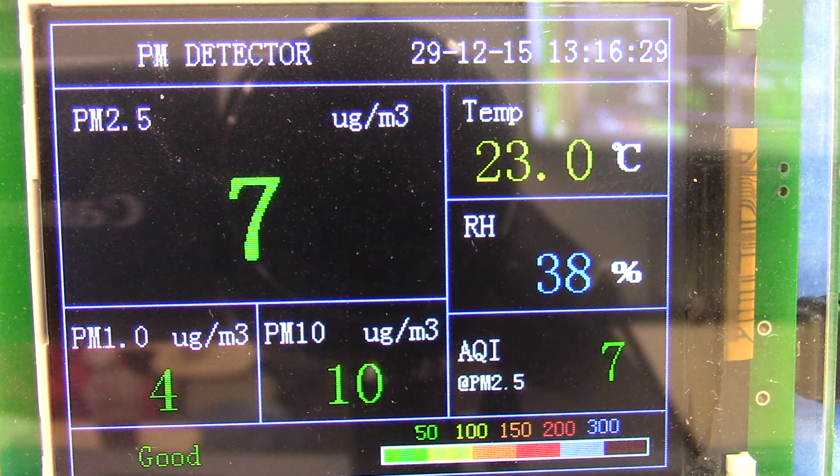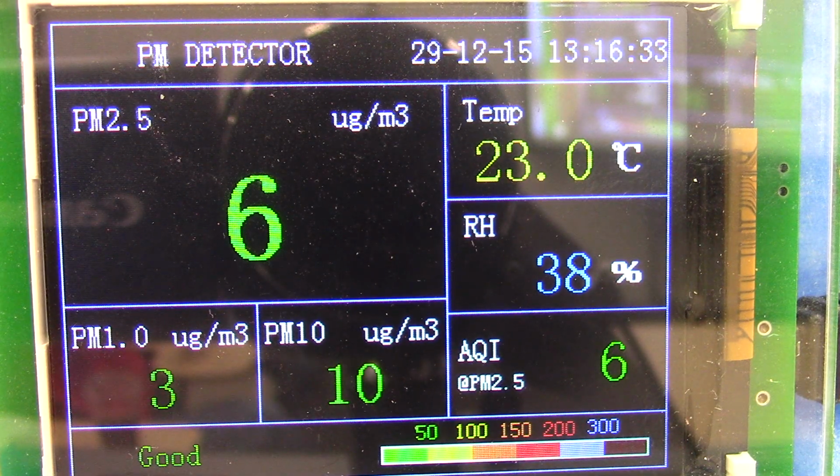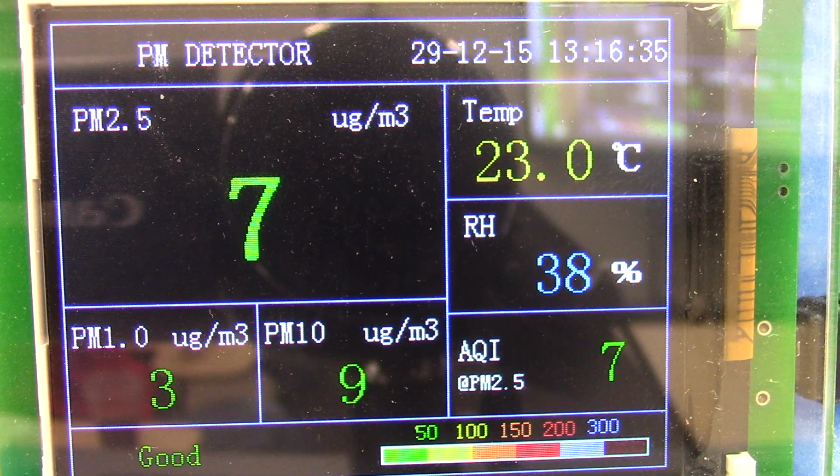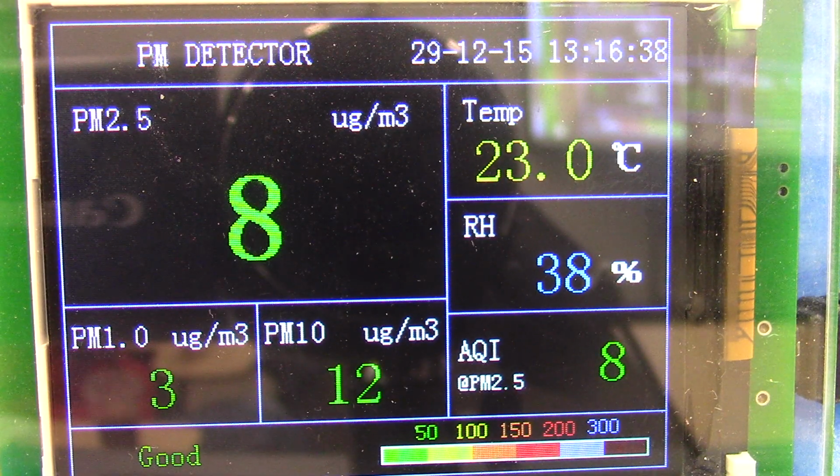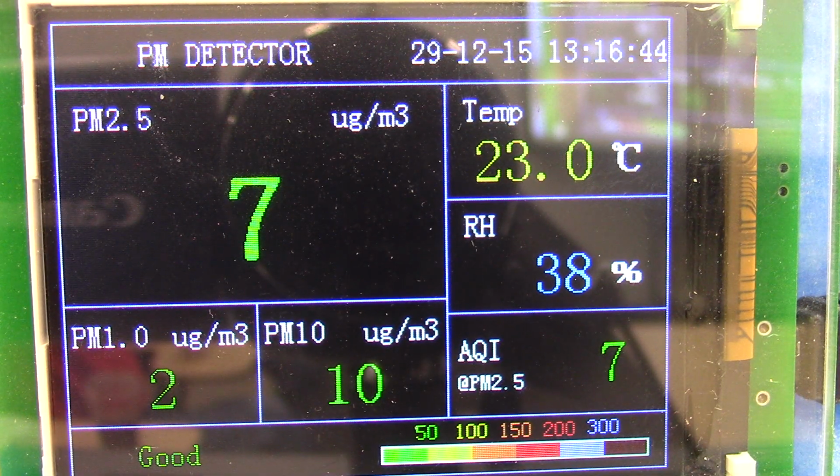Welcome to class. We would like to start with the demonstration of today's class. What we see here on the screen is the screen of an air quality monitor. And first I would like to introduce what is being shown here.